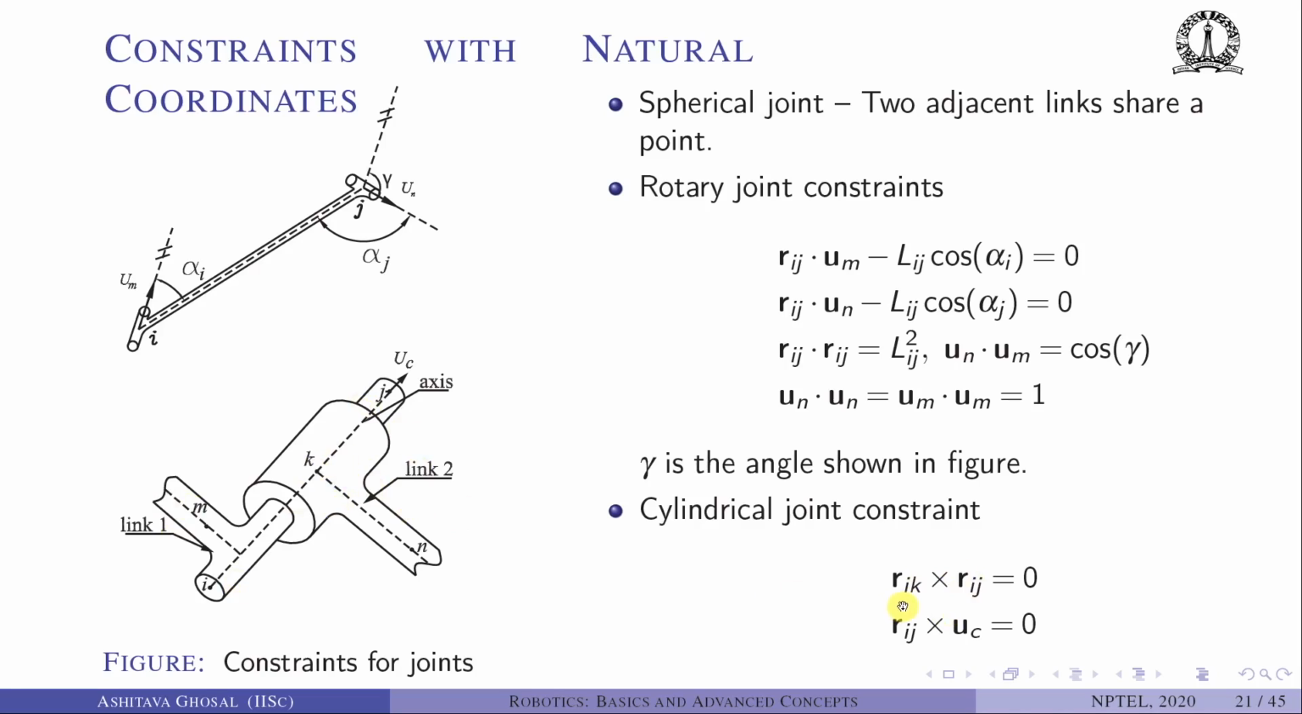Okay, you can see that Rik, so I and k, this is a vector from here to here, and Rij, this is a vector from here to the other end of this link. The cross product of both of them should be 0 because they are along the same direction. Likewise, Rij from here to here, and this UC, which is the joint axis of the cylindric joint, again the cross product of that should be equal to 0. So we can derive these constraints for a rotary joint, for a spherical joint, for a link, for a cylindric joint, and so on.